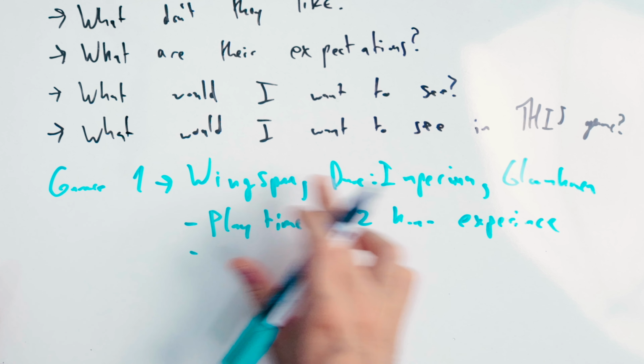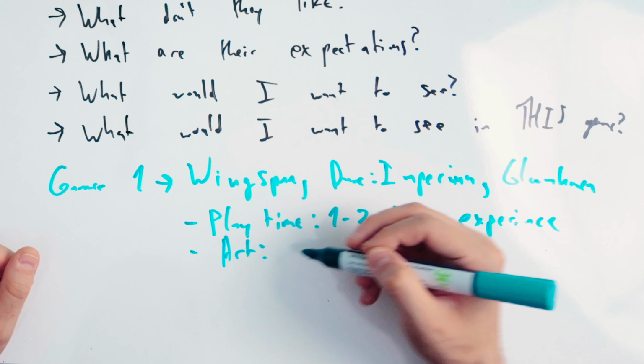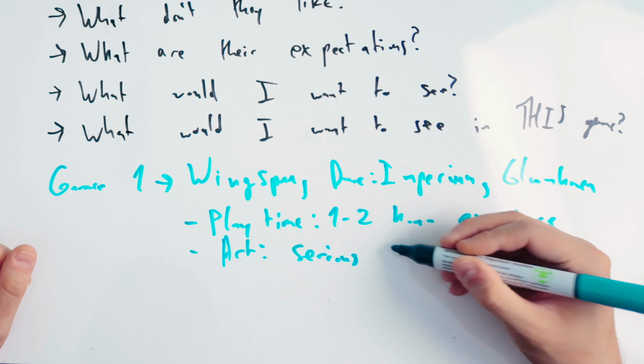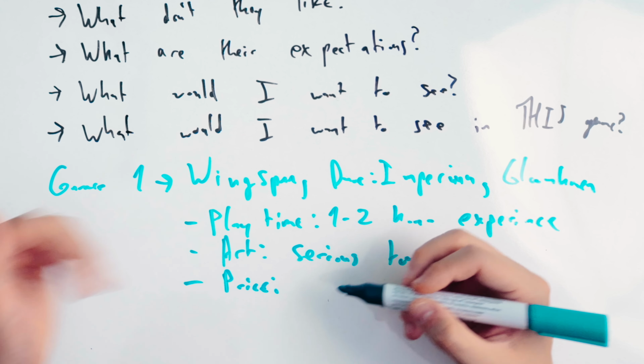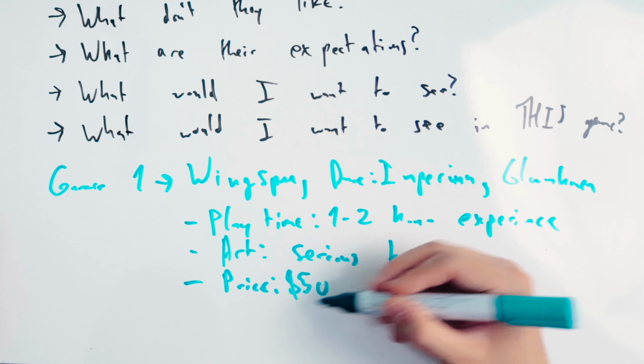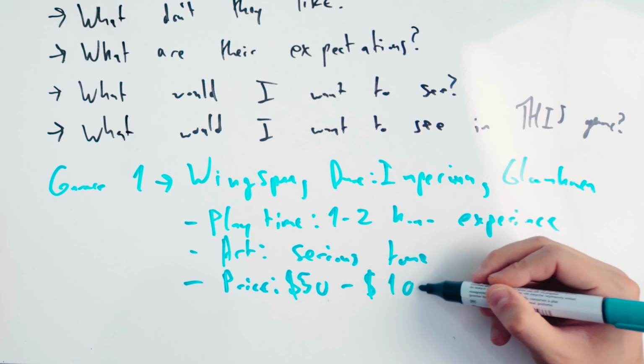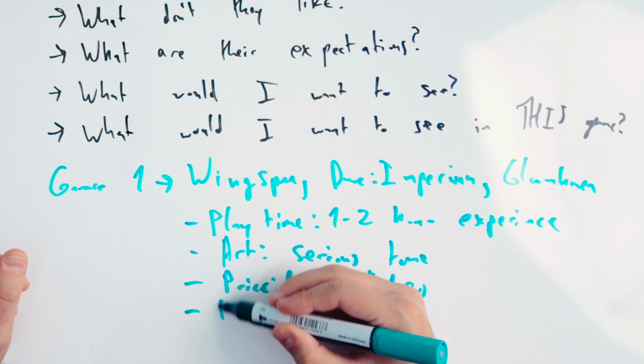What else can that tell us? Well, by the looks of it, your art should match, have a more serious tone. All right, what else can that tell us? Well, it can tell us about the price of our game, so like what components we can use. All of these games are somewhere in the $50 to $100 range, and this ideal player is willing to spend that, right? And finally, it can tell us about mechanics.